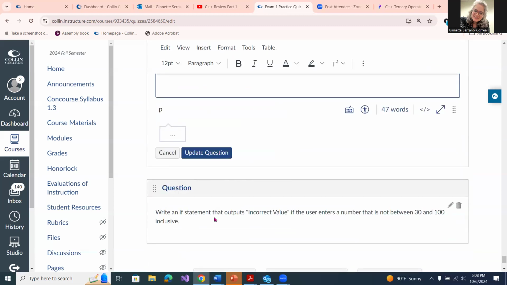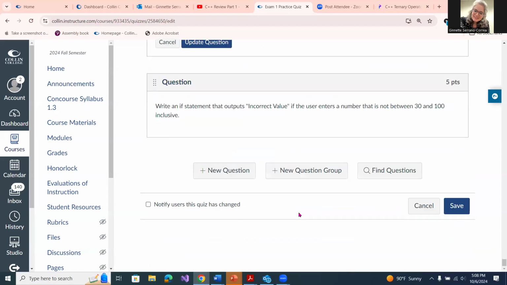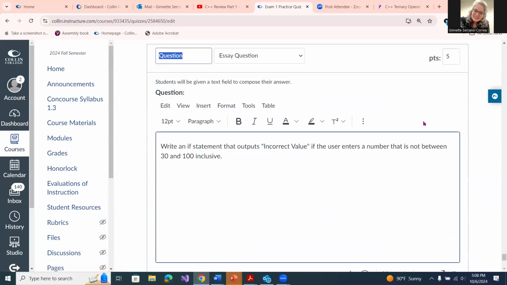Okay, the last one says write an if statement that outputs incorrect value if the user enters a number that is not between 30 and 100 inclusive. Inclusive means that 30 is correct and 100 is correct. It didn't give me a variable to use, so I'm going to say number. Now it just says to output incorrect. It doesn't say to output correct.